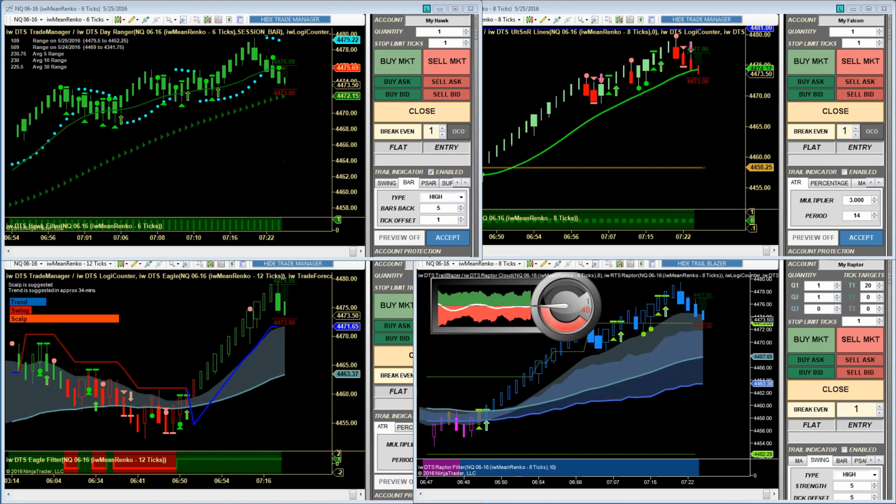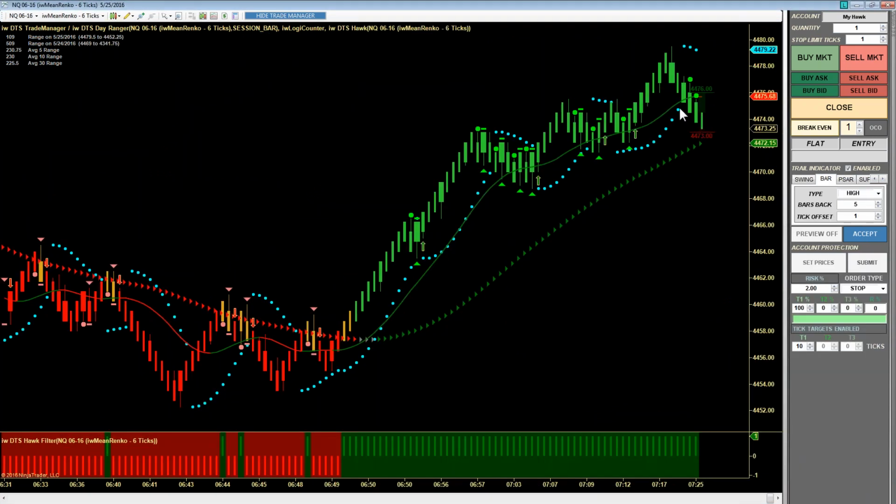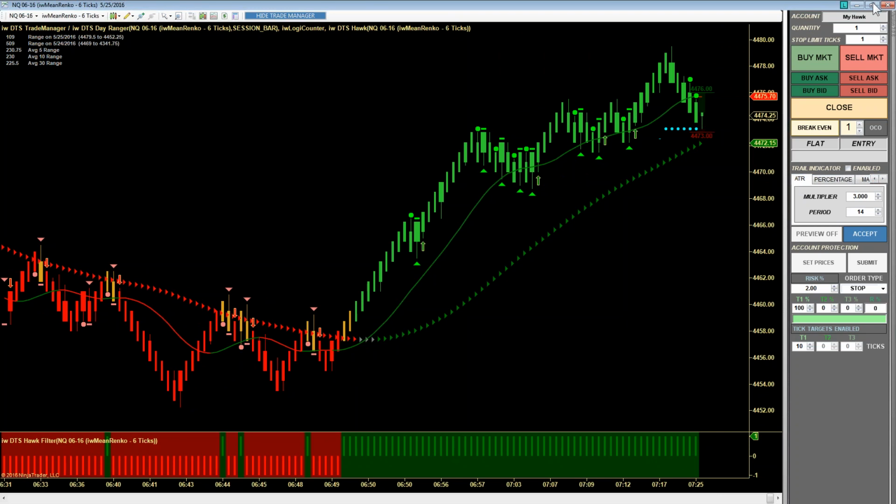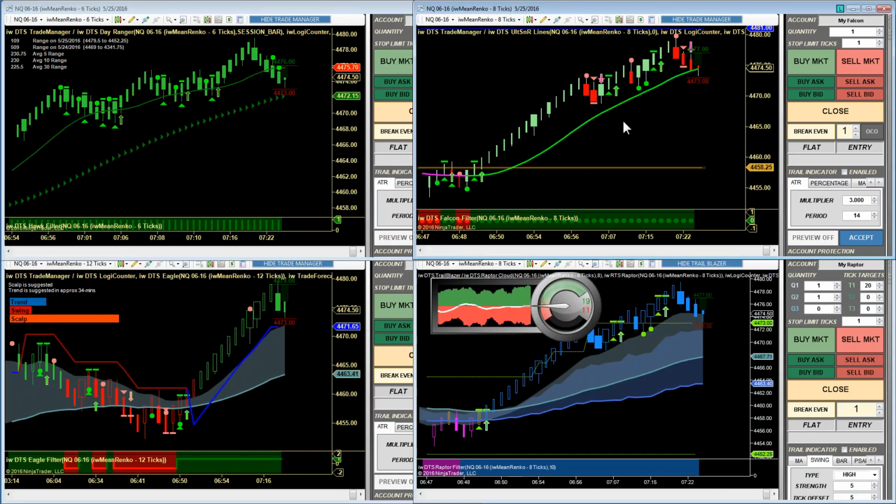So there's a possible eagle trade on the gold market. Okay, we did get stopped here on the Hawk, so the trade manager took me out of the trade. That's the beauty of the trade manager: you don't have to watch the trade every single tick. The trade manager will do that for you. You set your stops, select your stop strategy, and that frees you up to look for other opportunities.